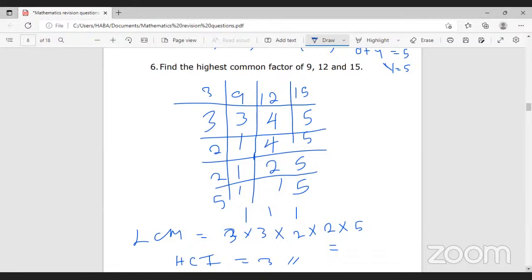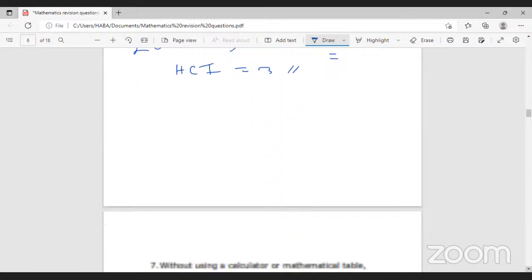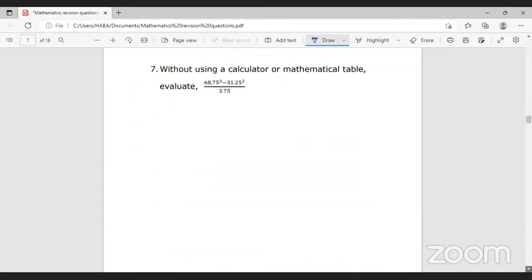So we continue. Highest common factor. It is HCF. Yes. So number 7. Who can read for us?